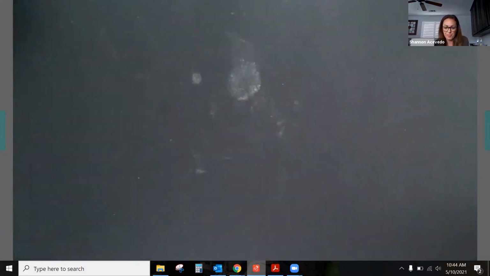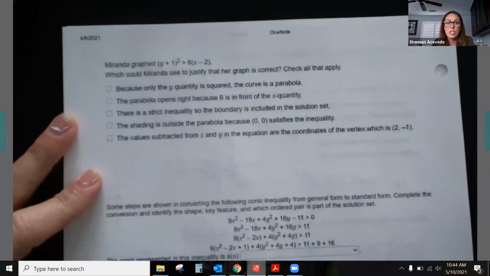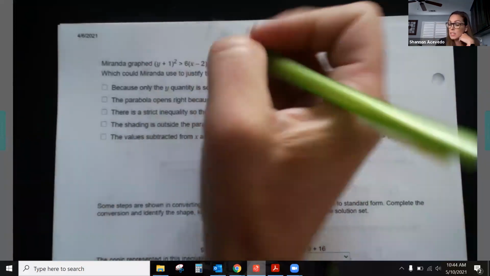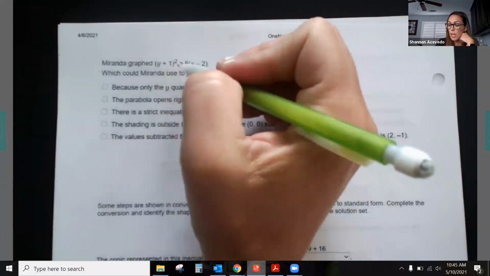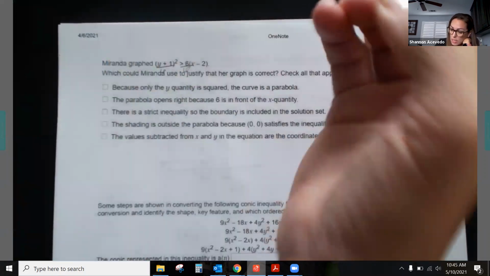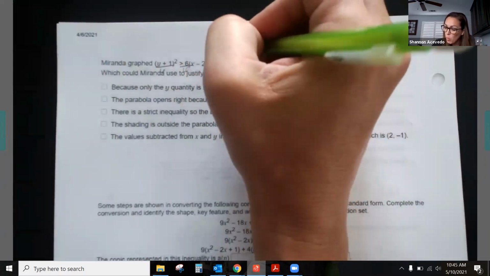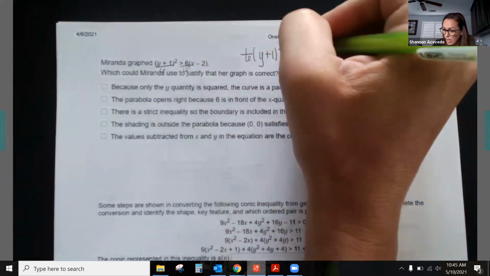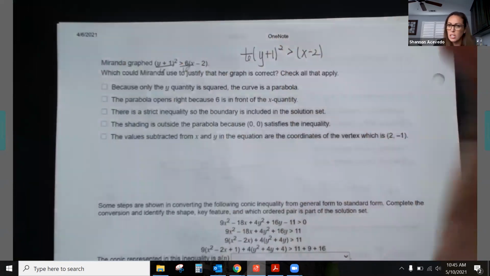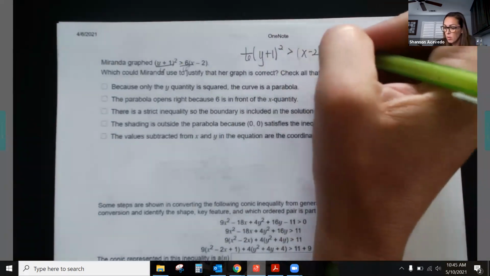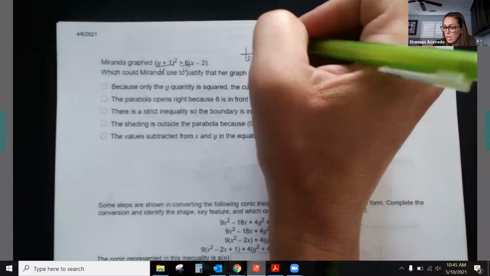All right, backside. So Miranda graphed this graph here. When we look at this, we like to have this x by itself so that we actually have the coefficient in front of the squared term. So I'm going to go ahead and divide everything by 6. So when I do that, I have 1/6 y plus 1 squared is greater than my x minus 2. You don't actually need the parentheses there. You can have that, or you can leave it like this. It's a personal preference. So this would be my h and my k.